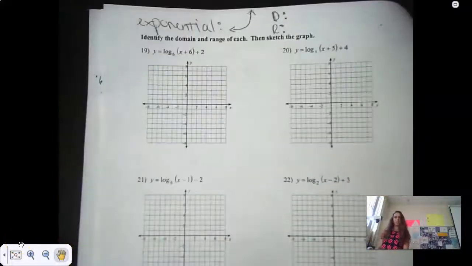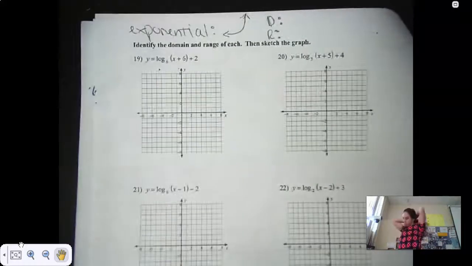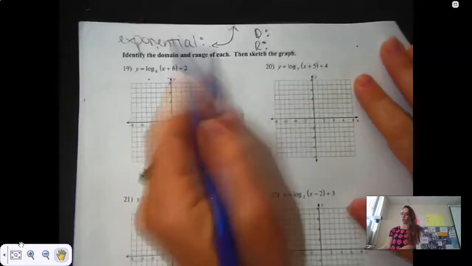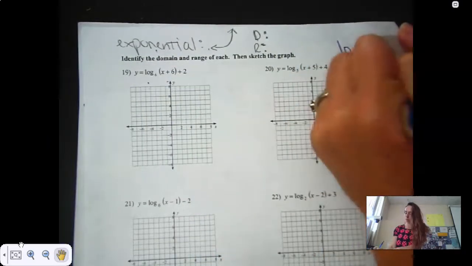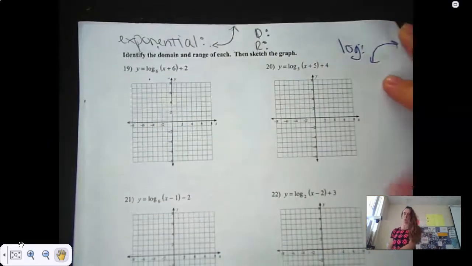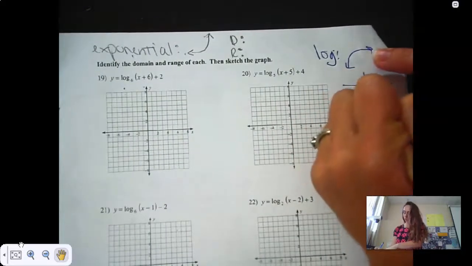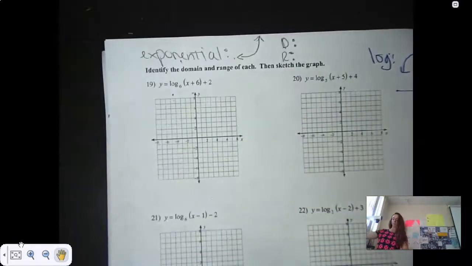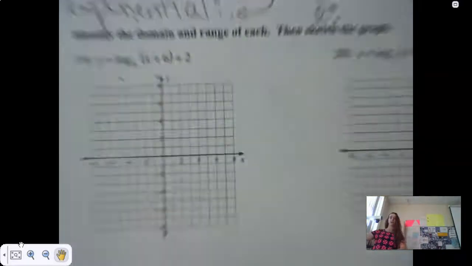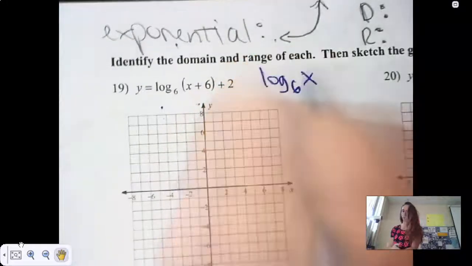So we're going to continue this, but you'll notice this is in log form, it's not in exponential form. I want to remind you, if exponential goes like this, we know that logarithmic, or log, goes like this. Okay? And if you're doing the parent function, you'll see it goes like this. So what does that mean for the first one? That means this isn't the parent function. The parent function of this would be log 6x.